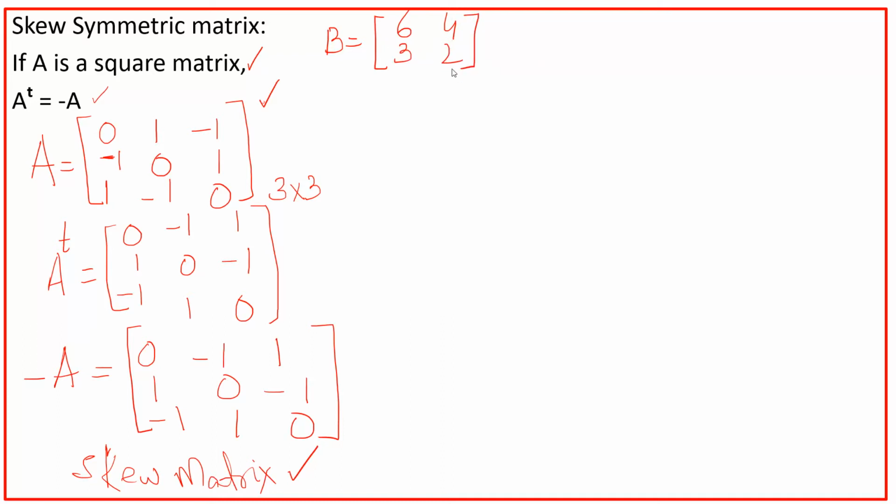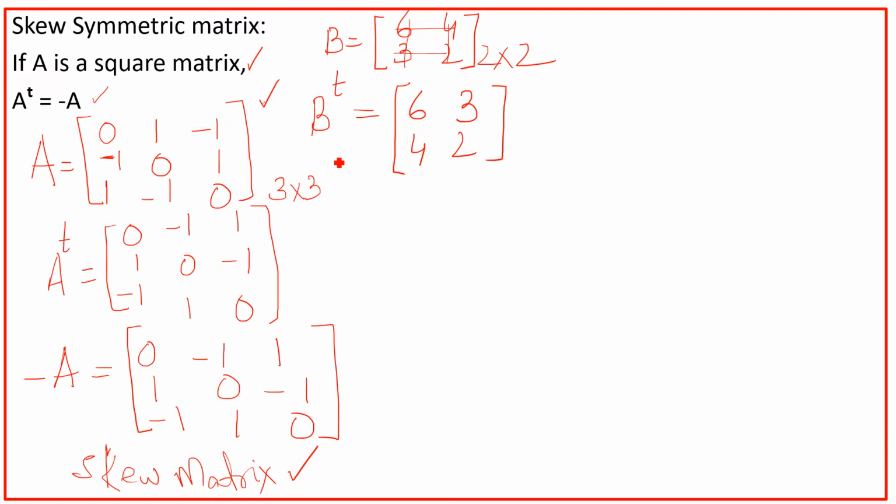Like this. Is this a skew symmetric matrix or not? First, you have to check the number of rows and number of columns. See, it is 2 by 2, so the first condition is satisfied. Move on to the second one. Take B transpose. B transpose is 6, 4, 3 and 2.